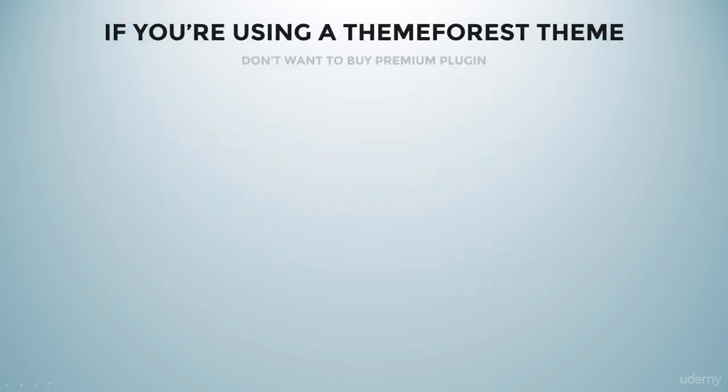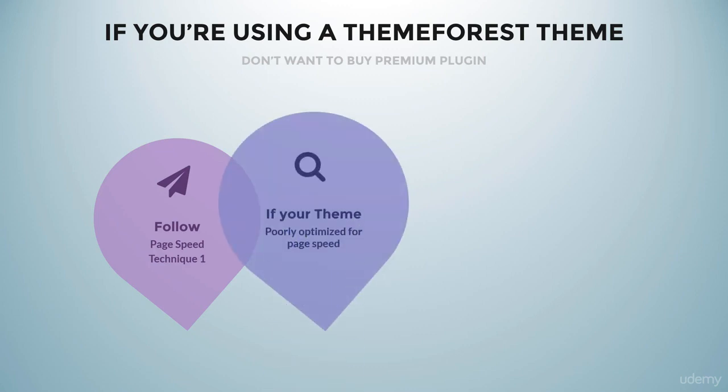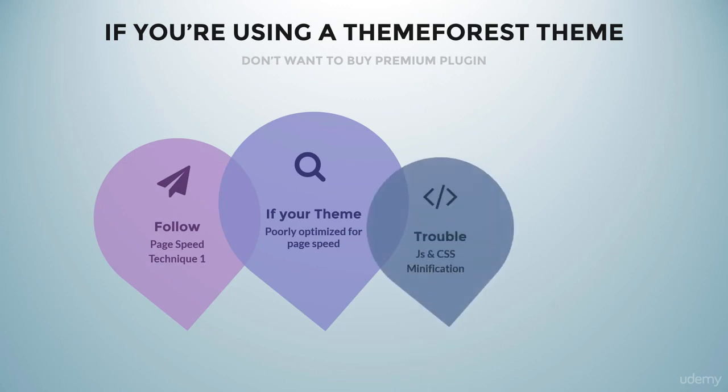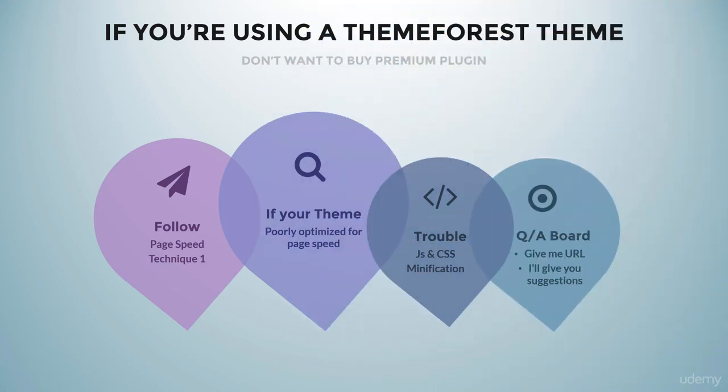If you're using a premium theme from Theme Forest and you don't want to buy the premium plugin, then you can follow PageSpeed Technique 1. There's no harm in that. But if the theme you're using is poorly optimized for page speed, then you might find some trouble in JS and CSS minification. In that case, raise a question in our question answers board along with your website URL. I will tell you some suggestions.